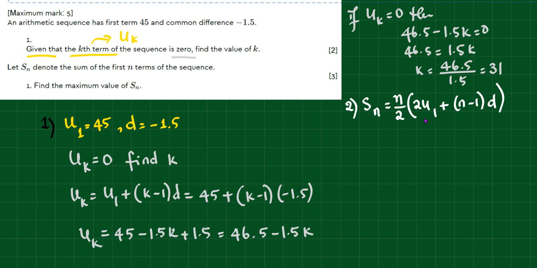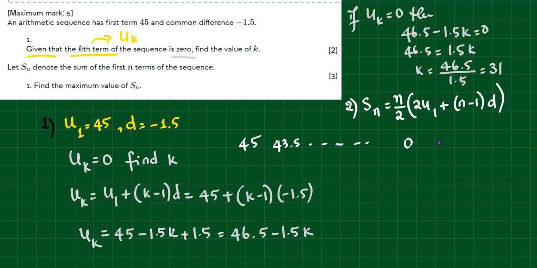But in this case, you can just see here. They mention the kth term of the sequence is 0, find the value of k, and then find the sum of the first n terms and the maximum value of Sn. What does it mean? You can use logic like this. First we got 45, and then negative 1.5, which means it goes down 1.5. That's 43.5, and so on until 0.